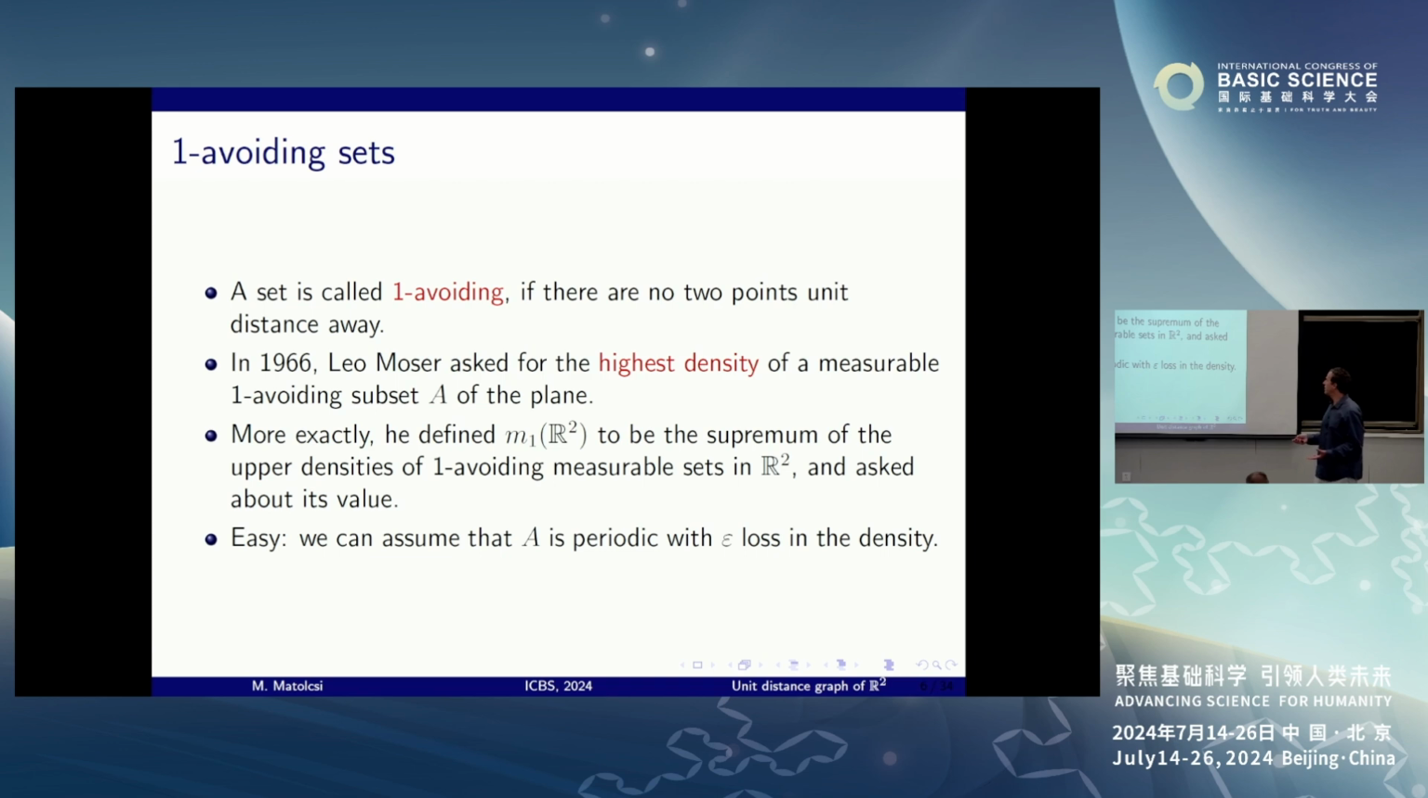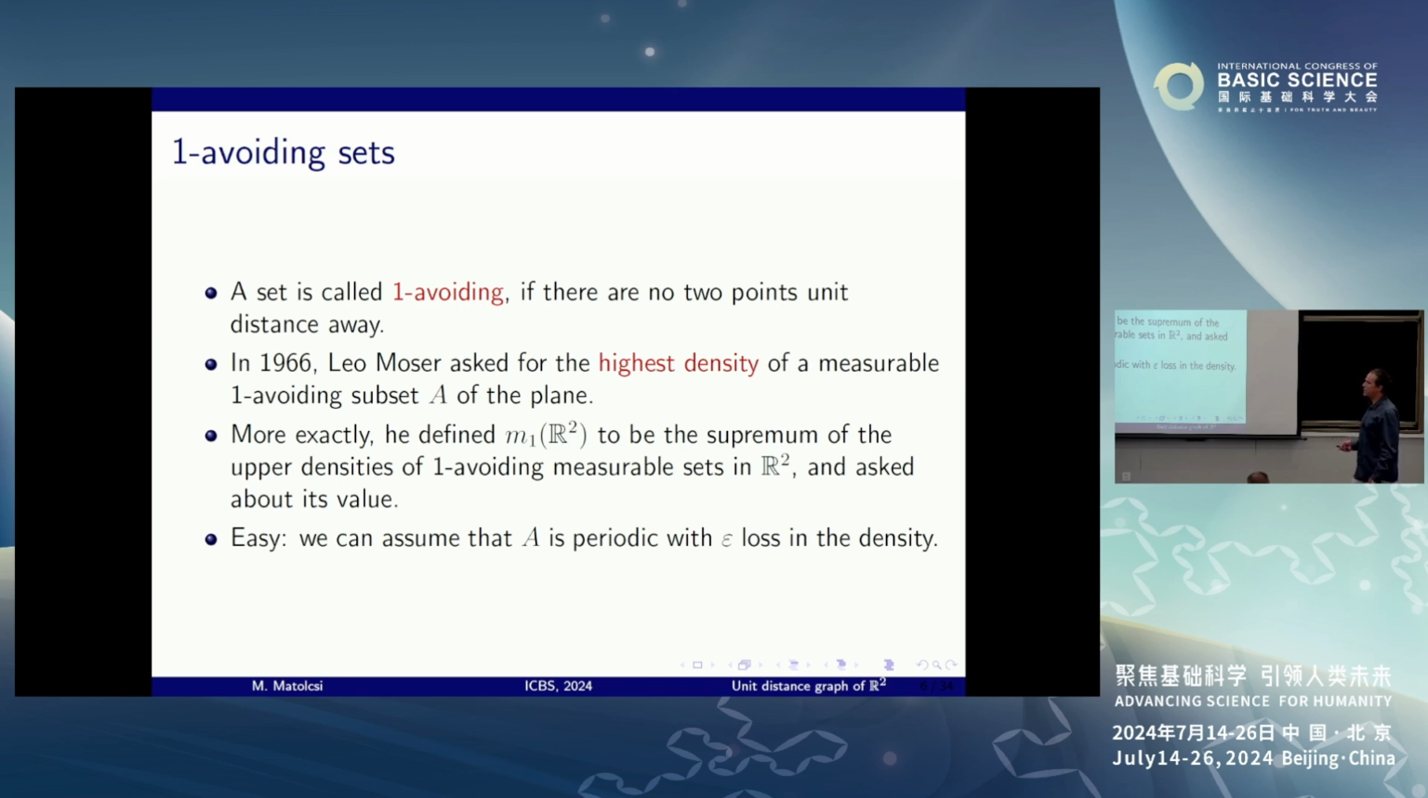So for this reason, we invoke some analysis, and we say that we take a measurable subset of the plane which avoids the unit distance, which is called one-avoiding. It means that any two points of A are not unit distance away. This exactly means that it's an independent set of the graph. And you want to measure how large this independent set is. Well, that's basically the density of your set in the plane.